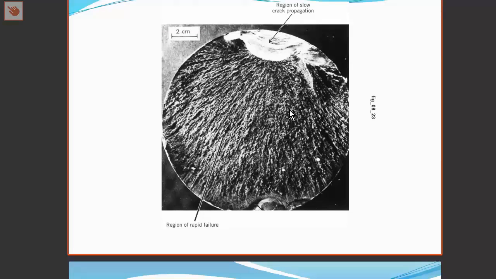So we can see here another shaft. We have a region of slow crack propagation under fatigue, and then finally it gets so small the whole thing cracks, and then you get a region of rapid crack failure.